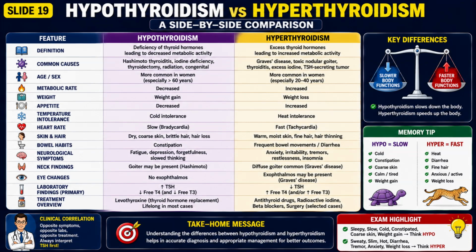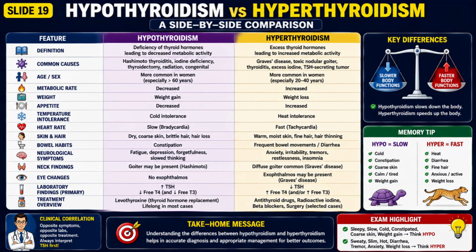Now that we have studied both hypothyroidism and hyperthyroidism separately, let's compare them side by side to clearly understand their differences. Hypothyroidism occurs when the thyroid gland produces insufficient thyroid hormones, resulting in a decreased metabolic rate.